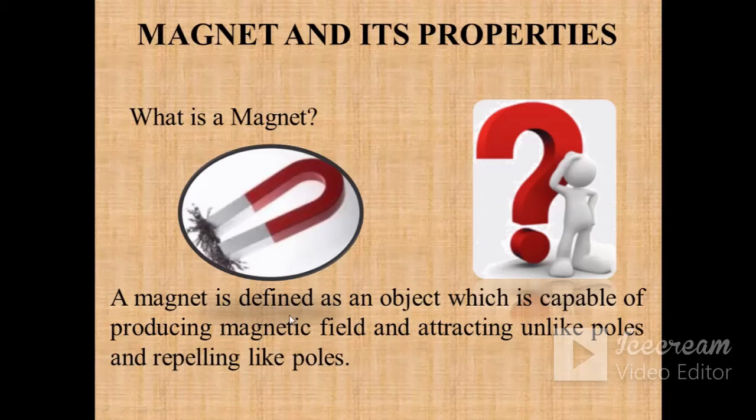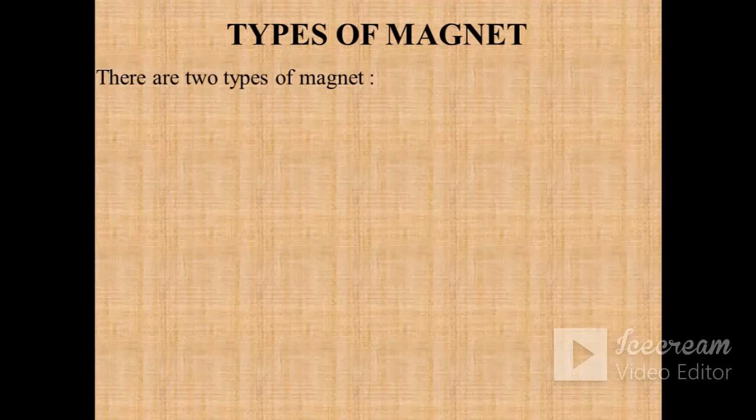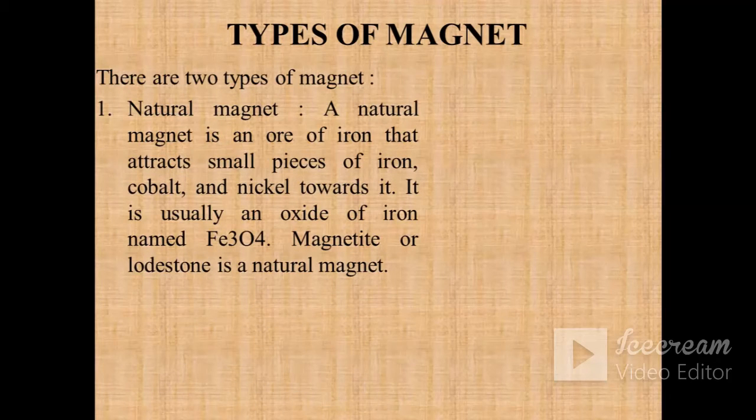Poles means every magnet has two poles, one is the north and one is the south. Like poles repel each other and unlike poles attract each other. Now there are two types of magnet. First is a natural magnet. A natural magnet is an ore of iron that attracts small pieces of iron, cobalt and nickel towards it. It is usually an oxide of iron named Fe3O4.